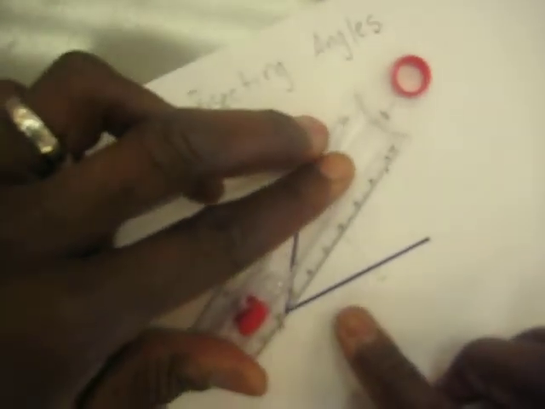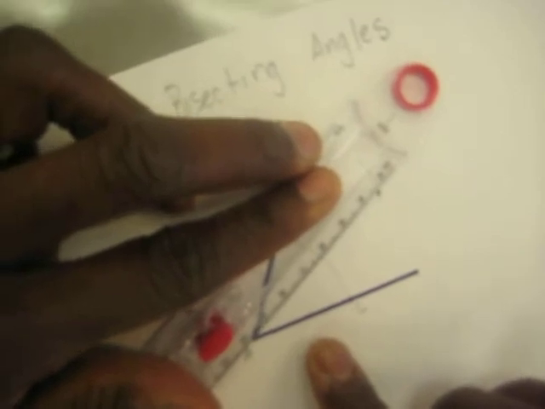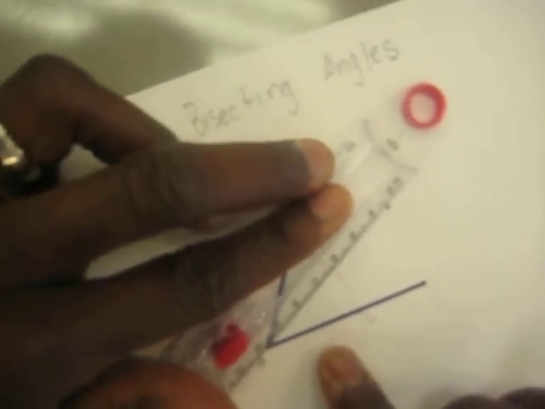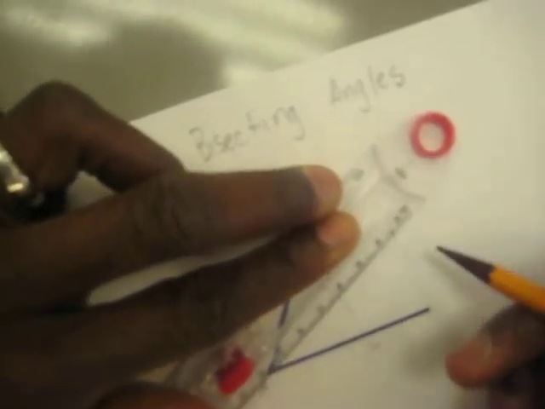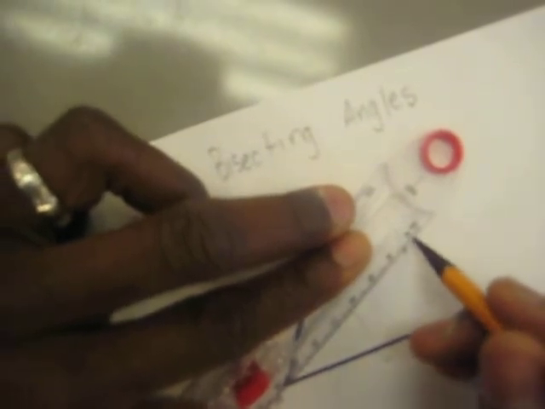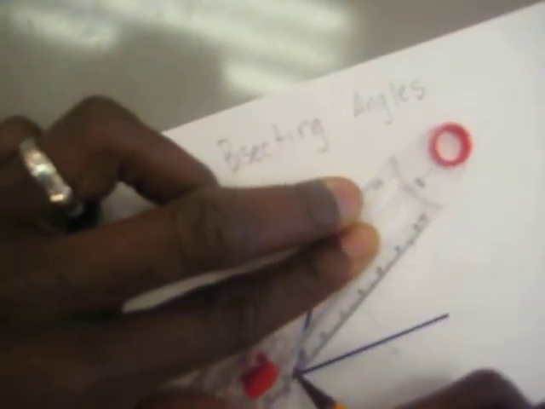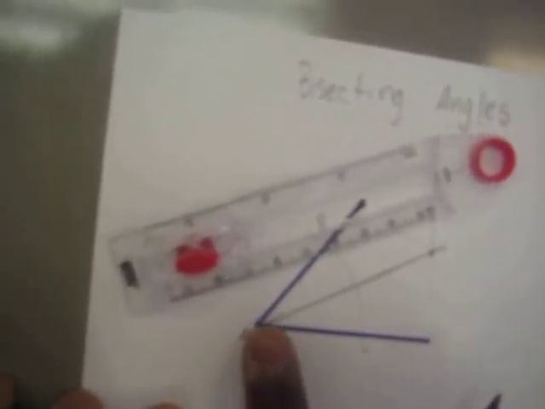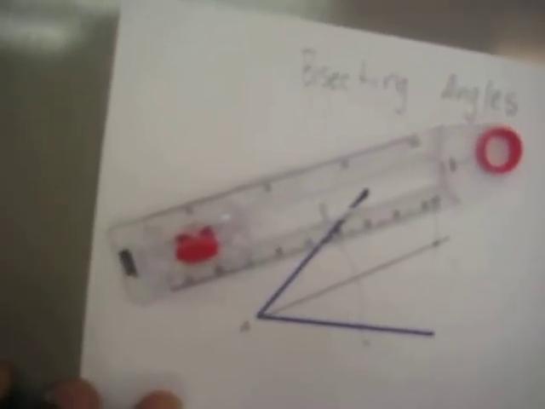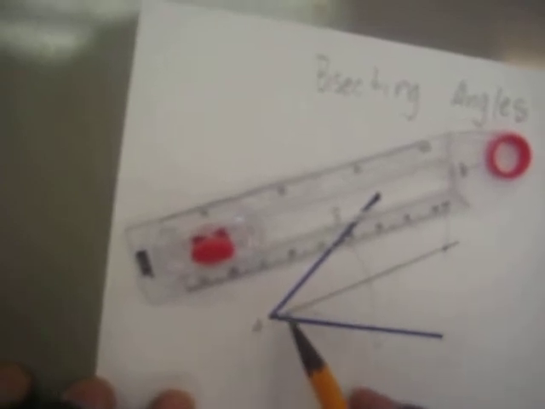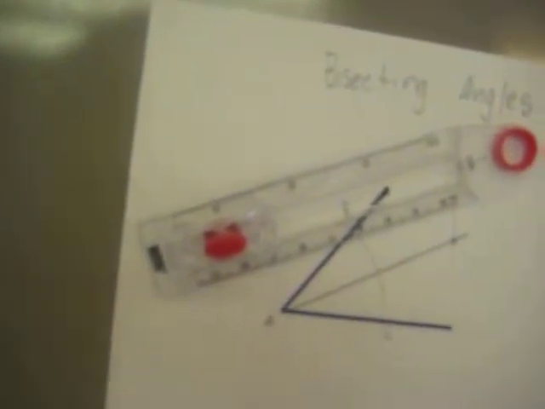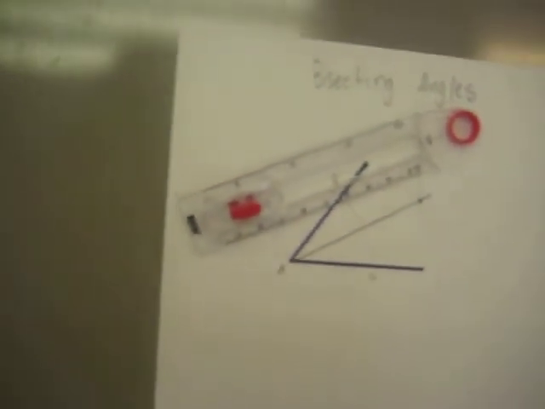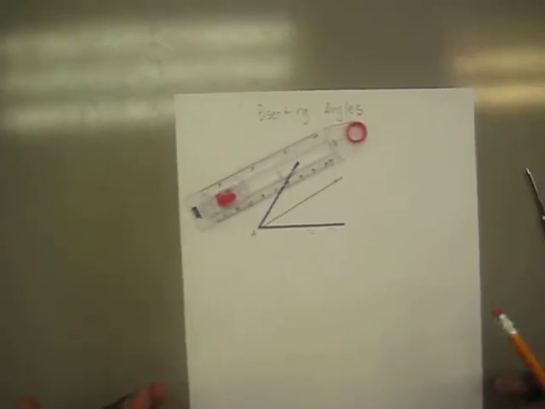Down here, you take your ruler, and make sure you get it real nice and neat in there, and draw it there. Mine is a little bit off, as you can see, but you want to try to get it as perfect as possible.